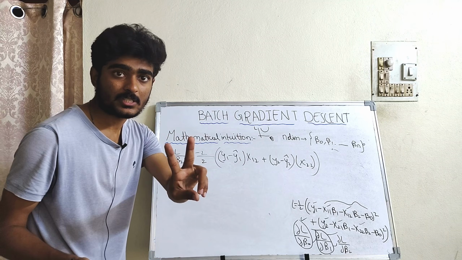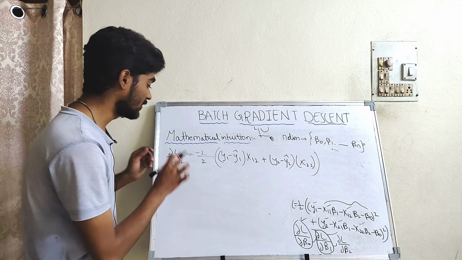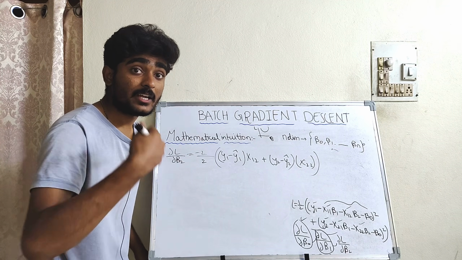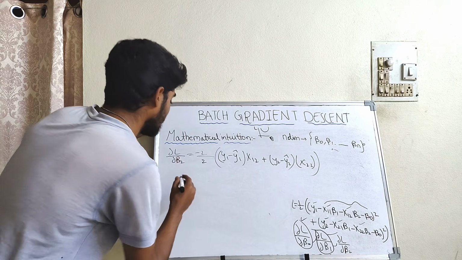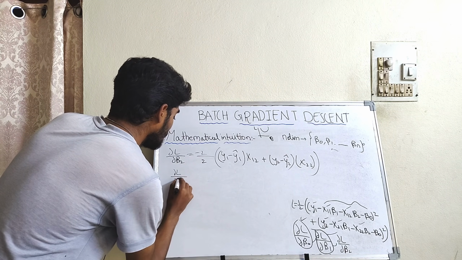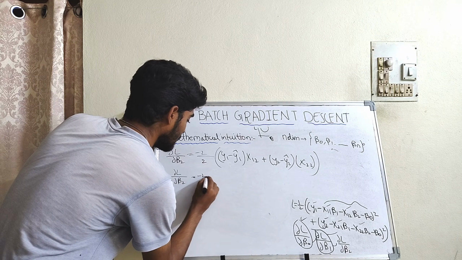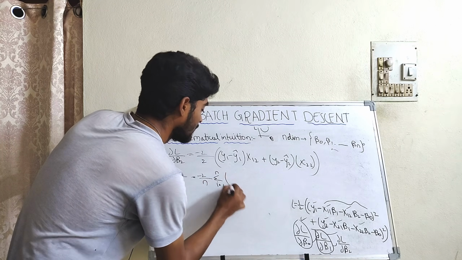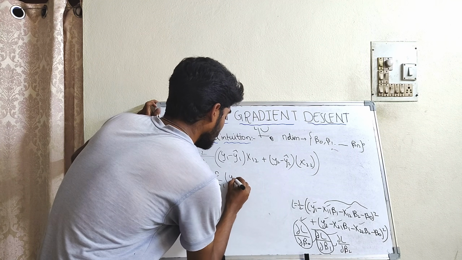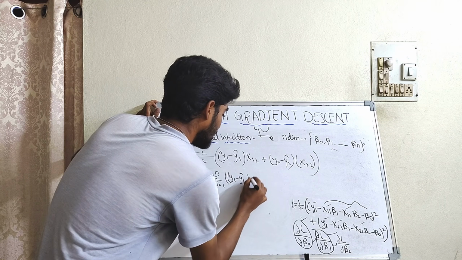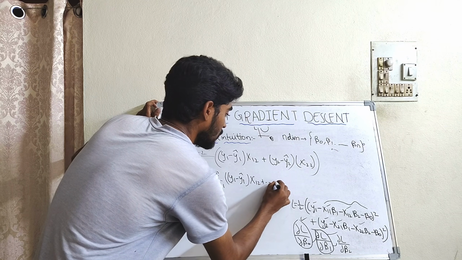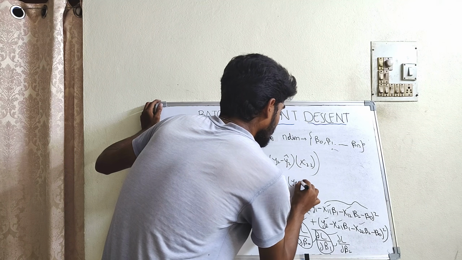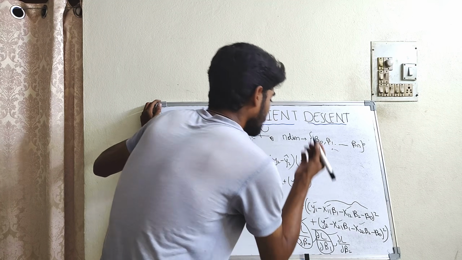This is for the two-dimensional data. I have calculated del L by del beta 2 for the two-dimensional data. Now I need to determine it for the n-dimensional data. Del L by del beta 2 for the n-dimensional data will be minus 2 by n, summation of i equals 1 to n, y1 minus y1 hat times x12, and so on up to n rows, yn minus yn hat times xn2.